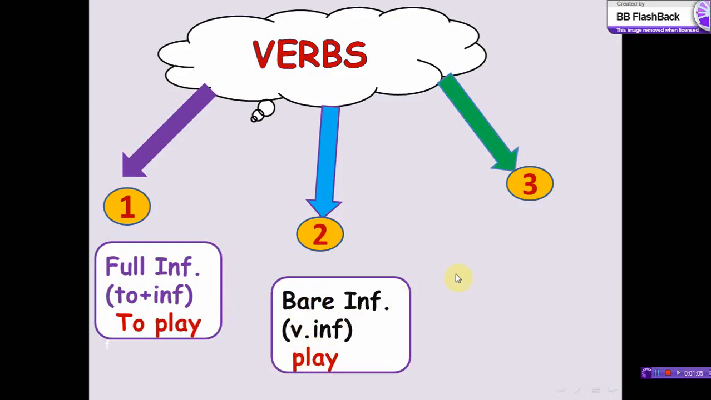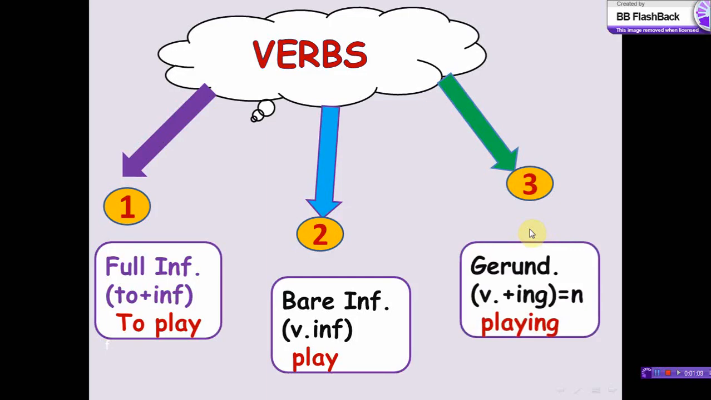The third type is the gerund. Gerund means verb plus ing, and here it equals a noun. So for example, I can say playing. Playing football is interesting. So these are the 3 forms of verbs that we're going to take today.